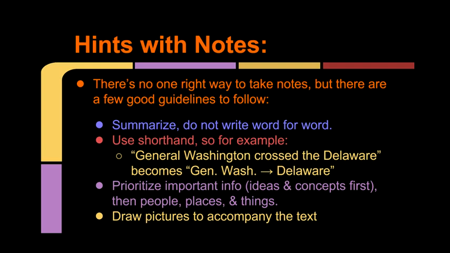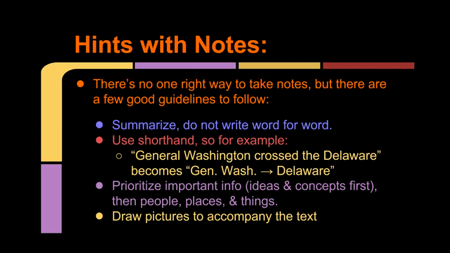One example I give in my classes: if I was writing the sentence, General Washington crossed the Delaware, I would write Gen, Wash, arrow, Delaware. Eventually I might drop the Gen altogether because I know who this is referring to. Now, if you're thinking, I don't understand what that means, there's no action there to help me understand, remember, that's a note for me, not for you. So you need to make shorthand notations that give you the understanding that you need, not necessarily somebody else, which is kind of strange to think about.